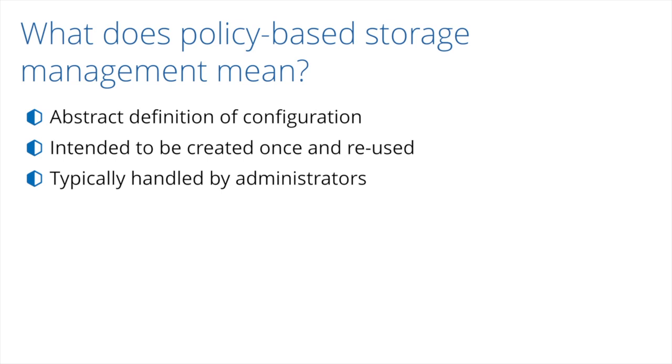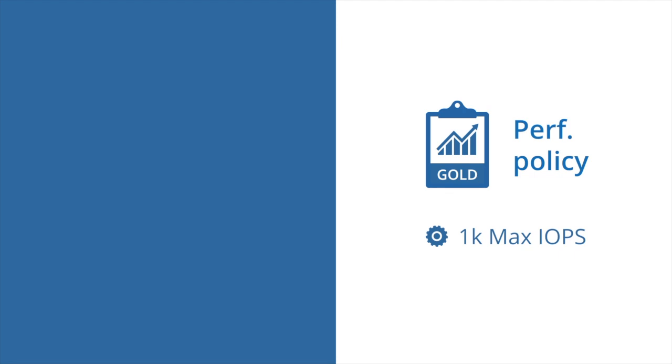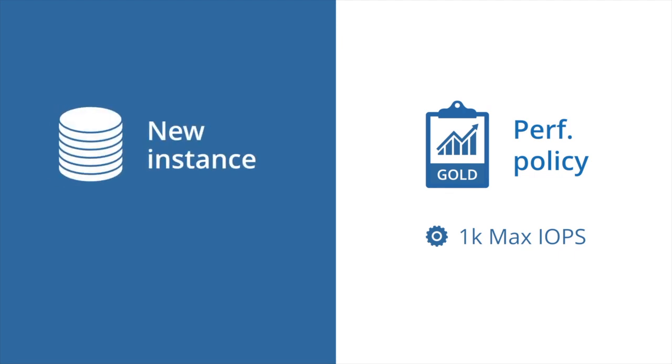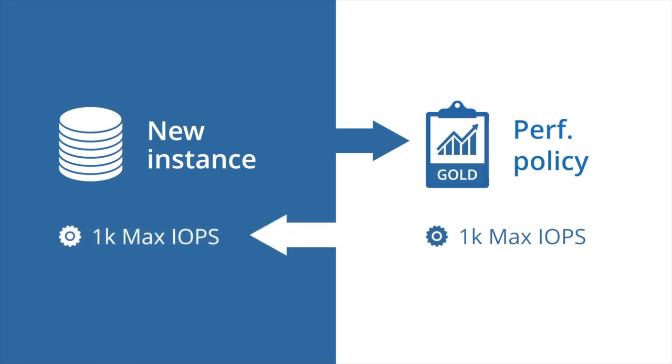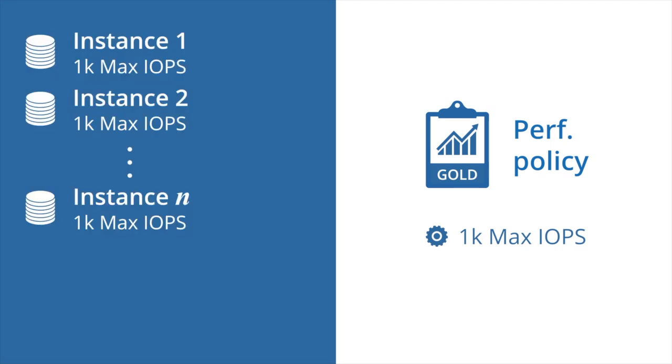So just as a random storage relevant example, take a performance policy called Gold, which restricts the workload it's applied to 1,000 IOPS. Cool, so the idea here is anytime we provision a new instance of storage, we can reference that policy, and the instance will draw its configuration from the policy. That's pretty useful. We can provision a bunch of instances quickly with the same configuration and enforce some amount of consistency there.